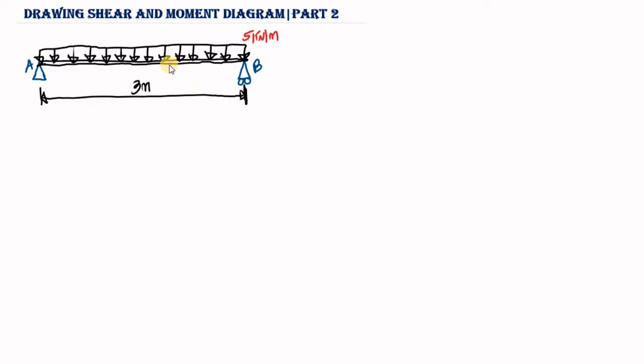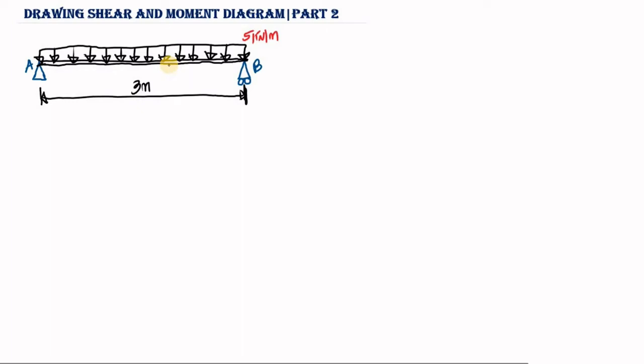So the first thing you need to do when you want to draw shear and bending moment diagram, you first need to calculate the support reactions. So this is the first step you need to take when drawing shear and bending moment diagram. So let's first of all calculate the support reactions.